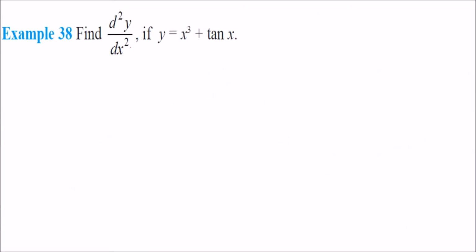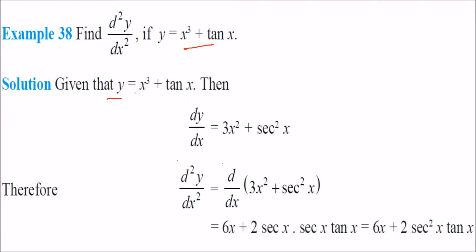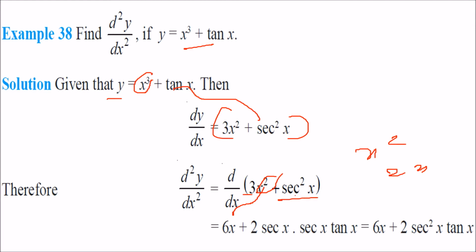Find d2y by dx2 if y is this. So y is this, dy by dx is what? This will be 3x squared, and this will be sec square x. Now we have to differentiate it again. Let us take this 3 out. Differential of x square is 2x, so 2 into 3 is 6x. The differential of sec square x will be 2 sec x, and the differential of sec x is sec x tan x. So this you get.